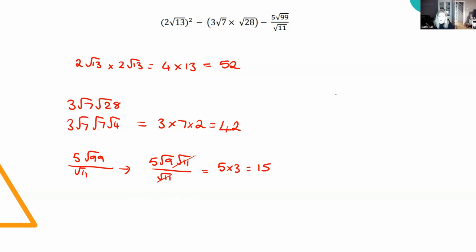Finishing this off, we've got 52, take away 42, which gives me 10. 10 take away 15 is minus 5.